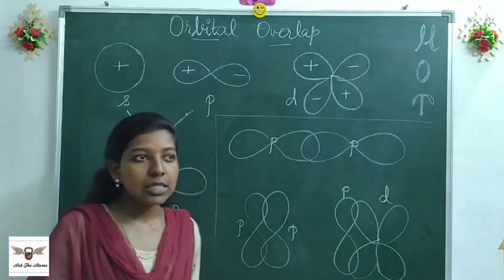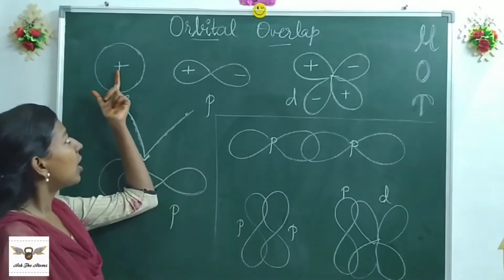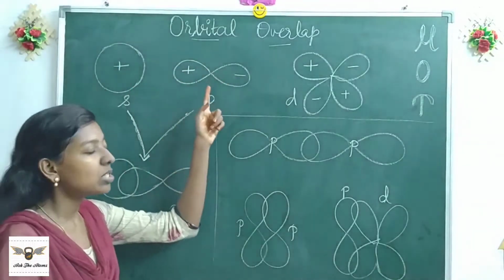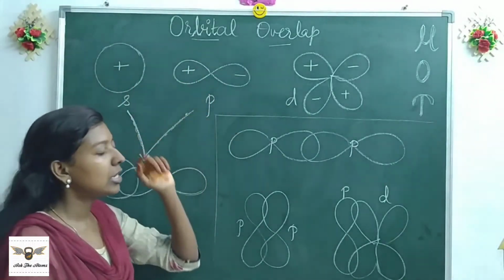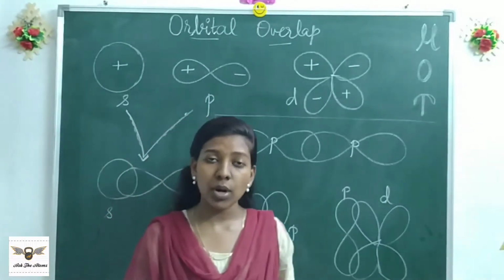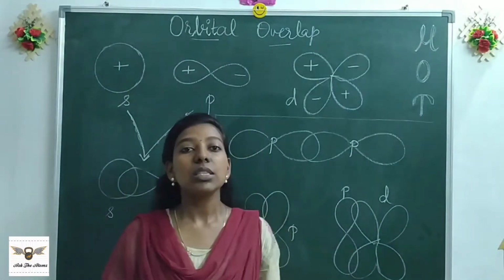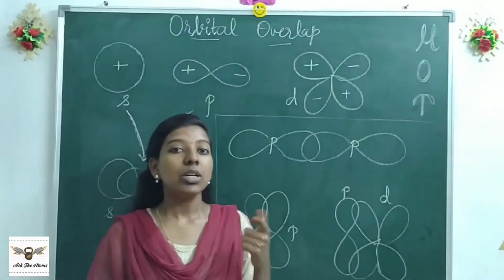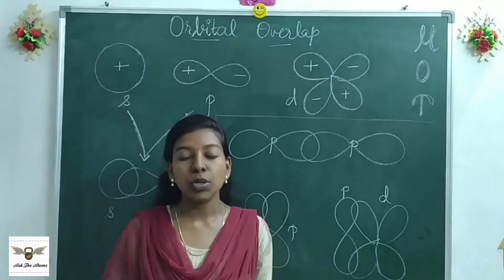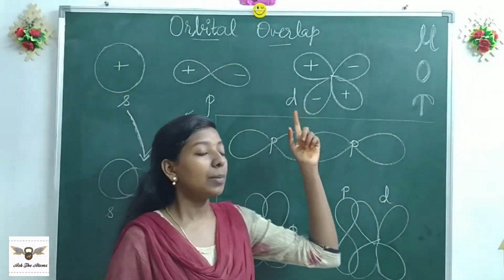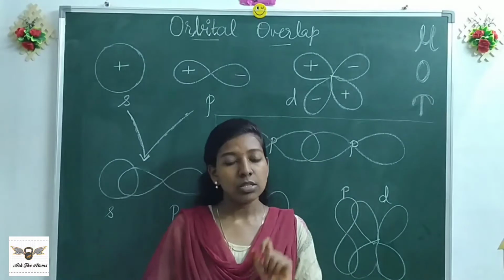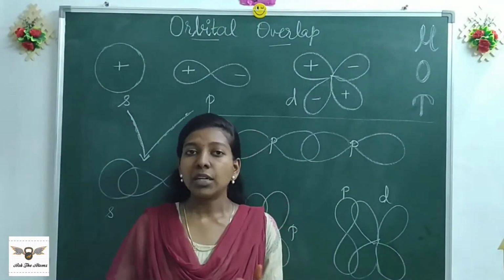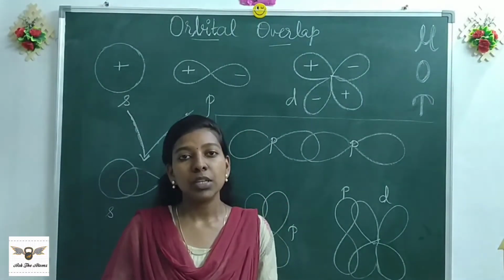You always give some sign, a positive and a negative sign, on orbitals. What do the signs denote? What do they stand for? These signs do not denote any positive or negative charge, because these orbitals are places where electrons reside, so they are going to be negative only. But what is the sign actually?